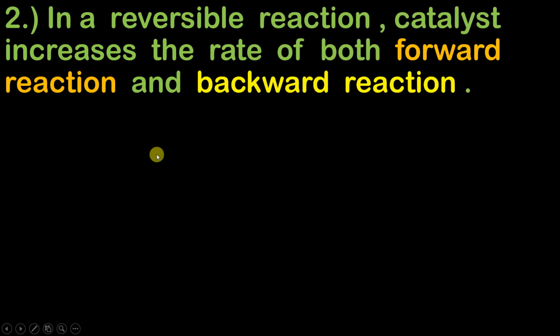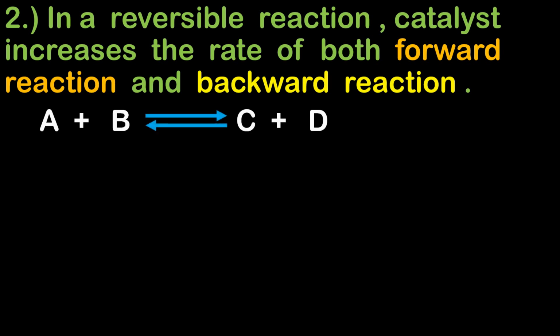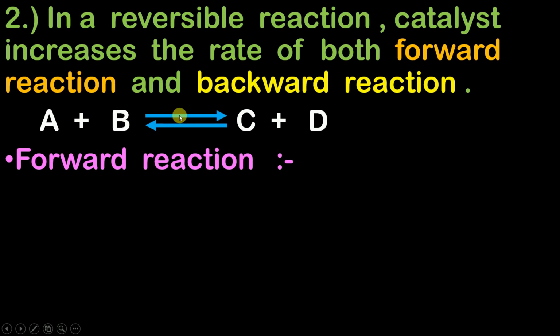The second general characteristic tells us that in a reversible reaction, catalyst increases the rate of both the forward reaction as well as the backward reaction. Let's understand this with the help of a general example. Let's say we have a reversible reaction where A plus B gives us C plus D, and C plus D reacts with each other to give back A plus B. Now, if someone asks you what is the forward reaction over here, obviously your answer will be A plus B giving us C plus D. Now guys, here the catalyst is going to increase the rate of the forward reaction.